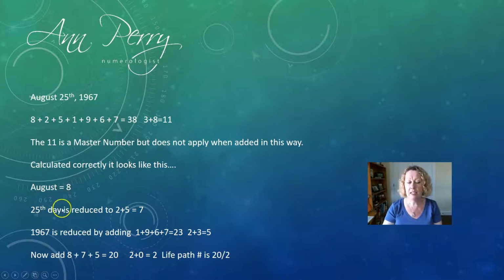The 25th day is reduced to 2 plus 5 equals 7. Again, it produces a separate number. 1967, we add that straight across.